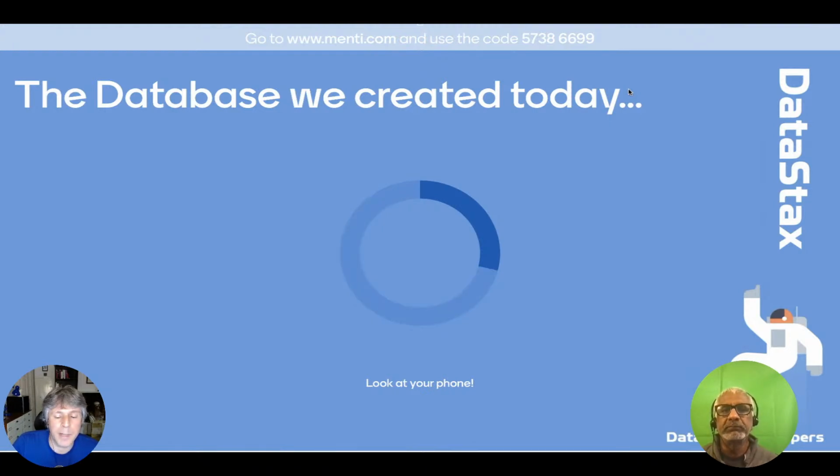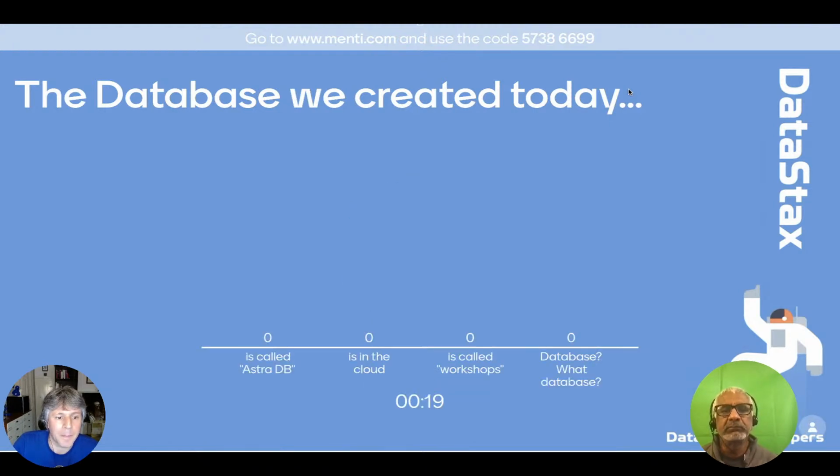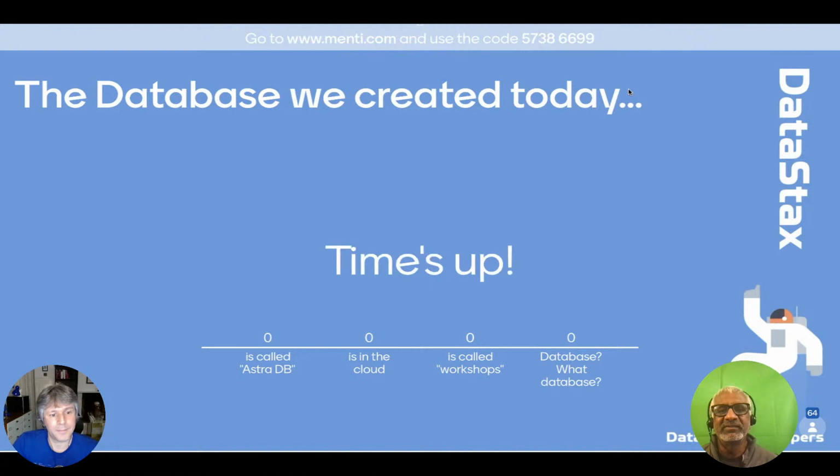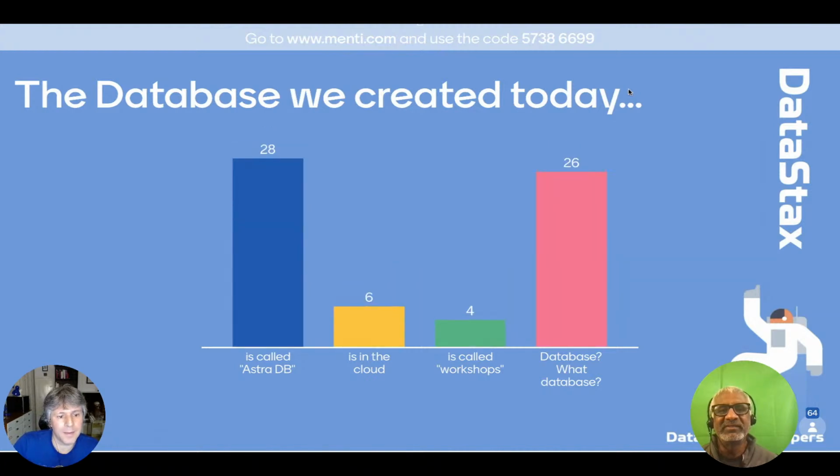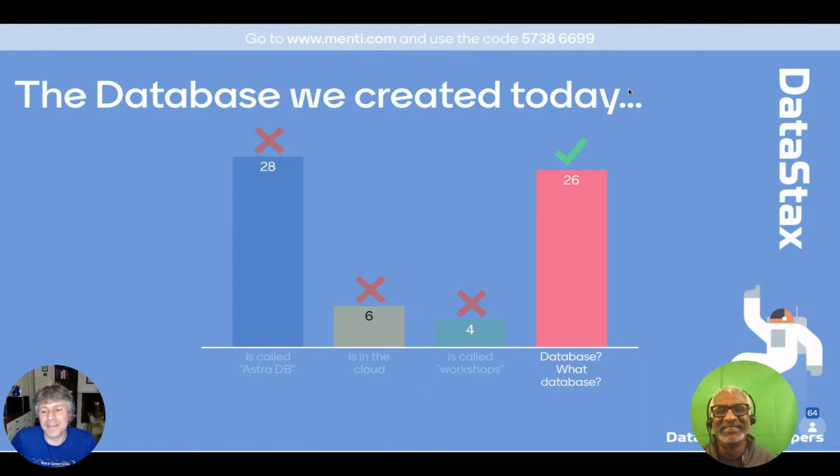The database we created today is called AstraDB, is in the cloud, is called workshops or database. What database? Think about what we did, what you did. And time's up. Aha. So we did not create any database today.